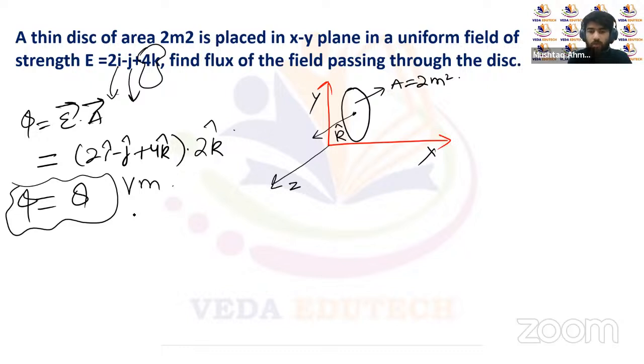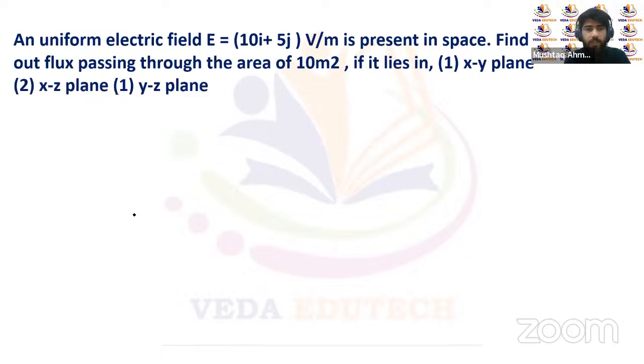Now let's move on to the next question, a similar one. A uniform electric field equal to 2 i cap plus 10 i cap plus 4 j cap volt per meter is present in space. Find the flux passing through an area of 10 meters square if it lies in the xy plane, xz plane, and yz plane. It's once again a similar question.